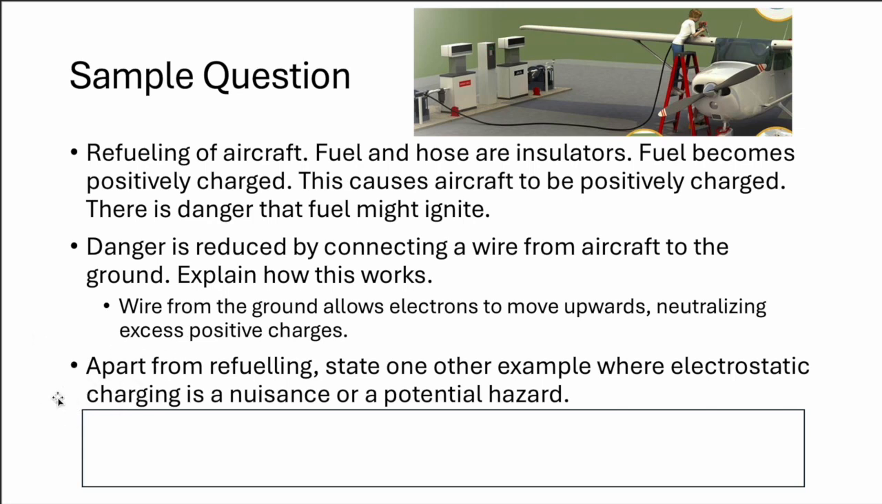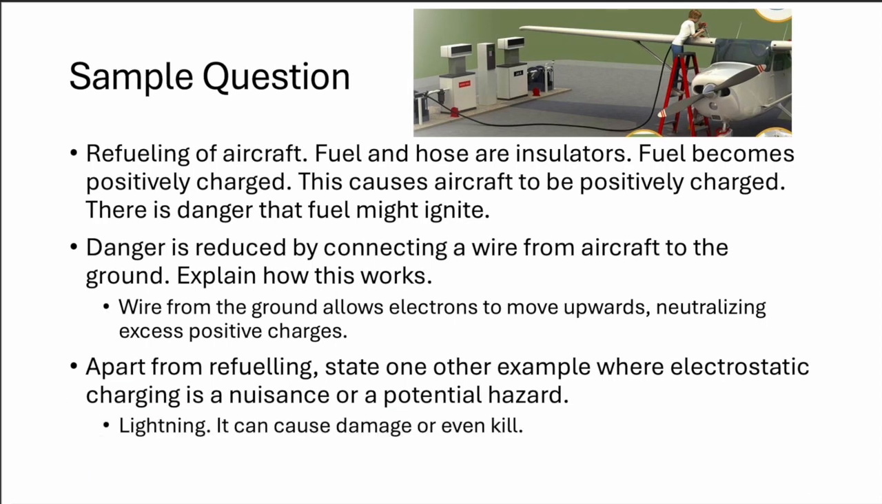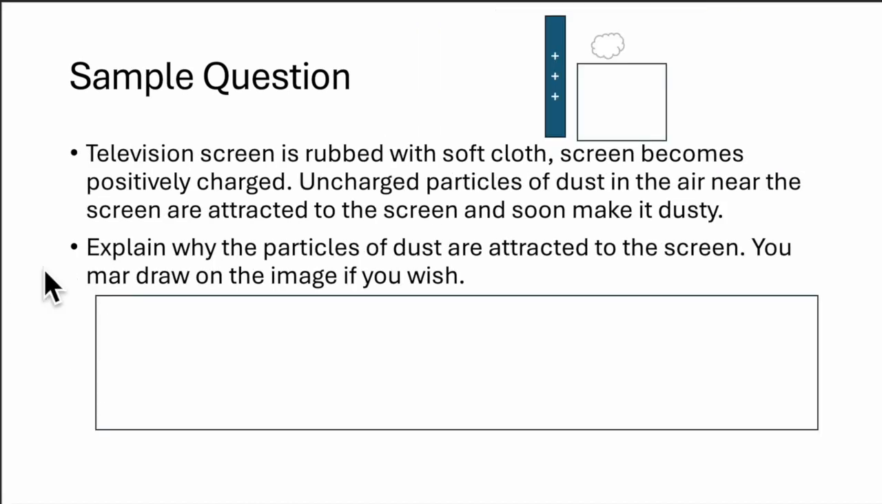Apart from refueling, state another example. So lightning: due to movement of clouds, there is a buildup of charges in clouds, and sudden discharge causes a lightning strike, which may cause damage. A glass television, rubbed with a soft cloth, has a positively charged screen. Then dust particles in the air are attracted to the screen.